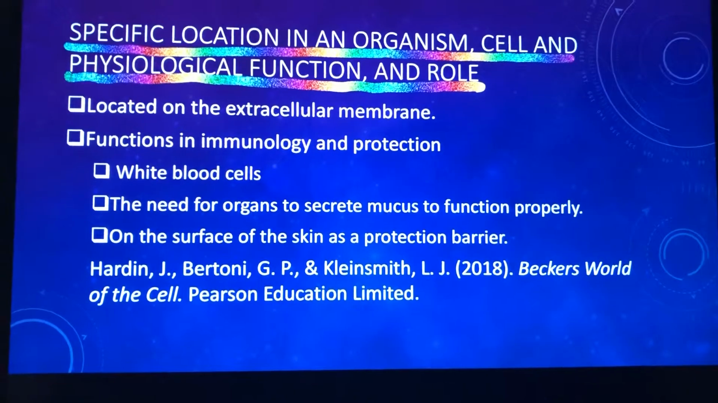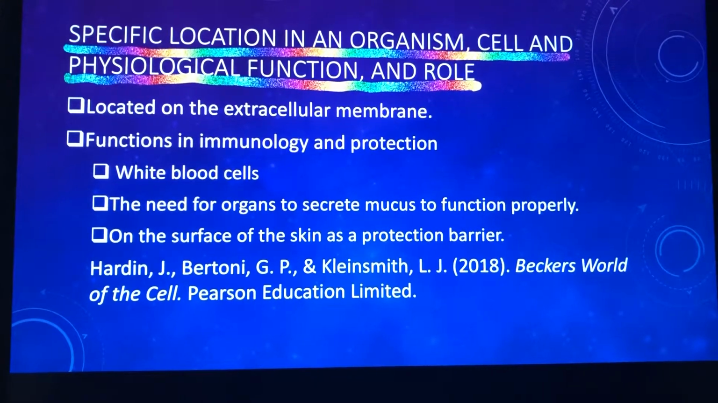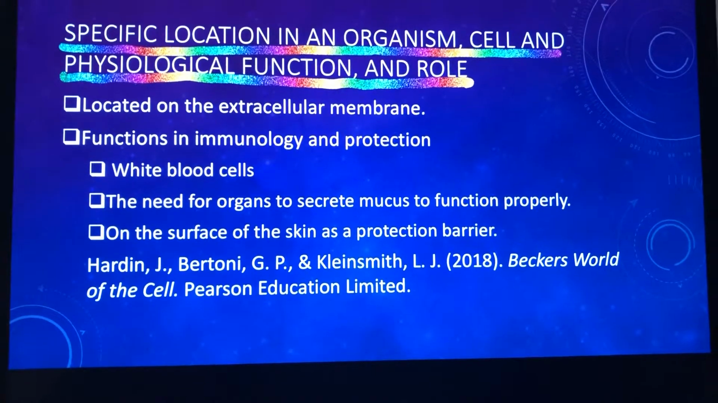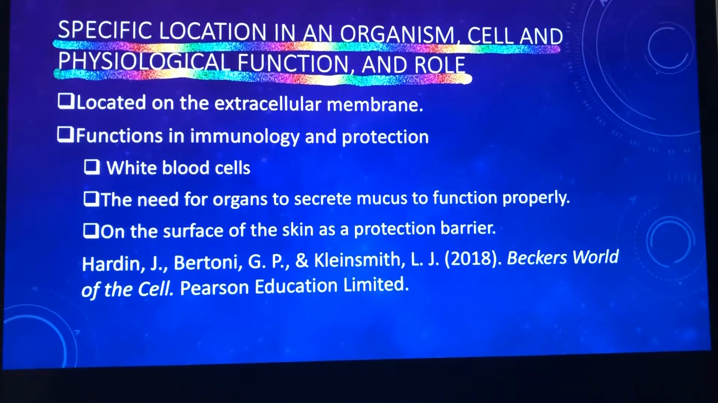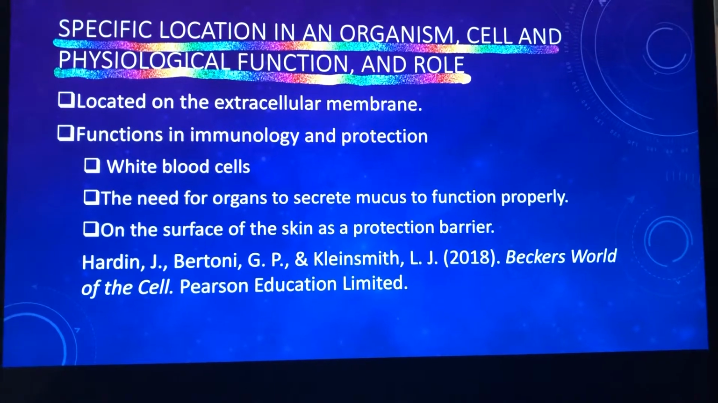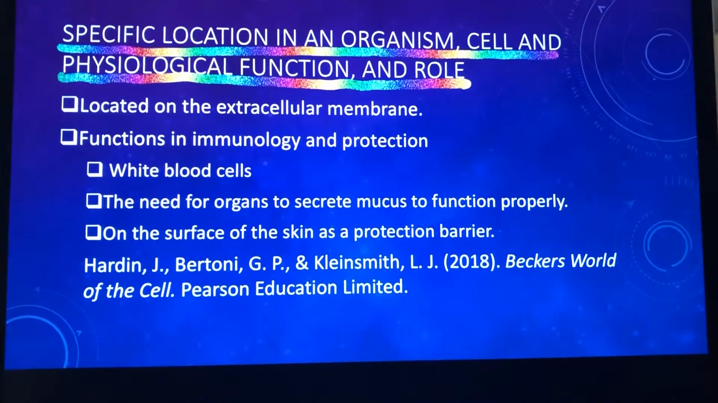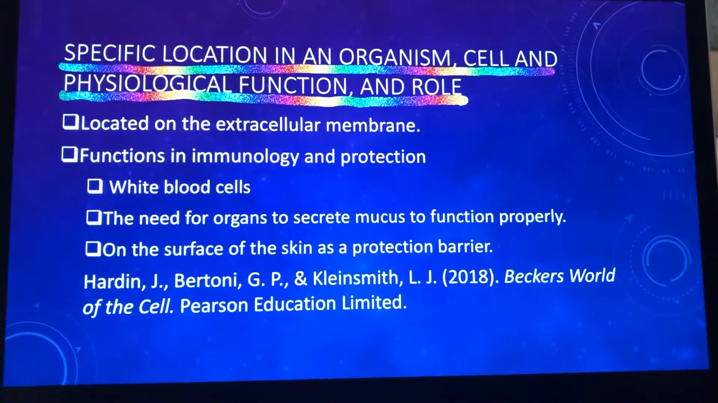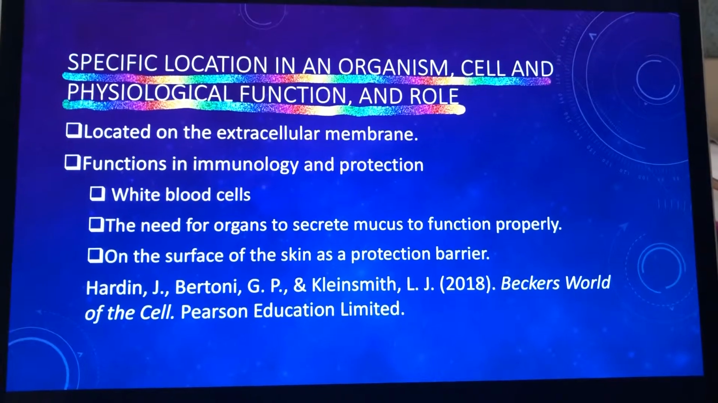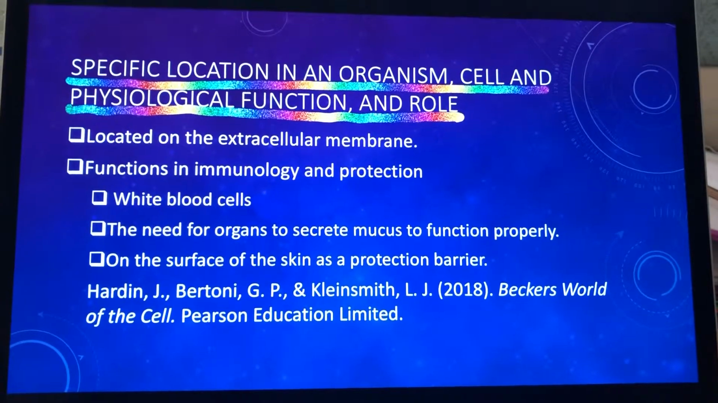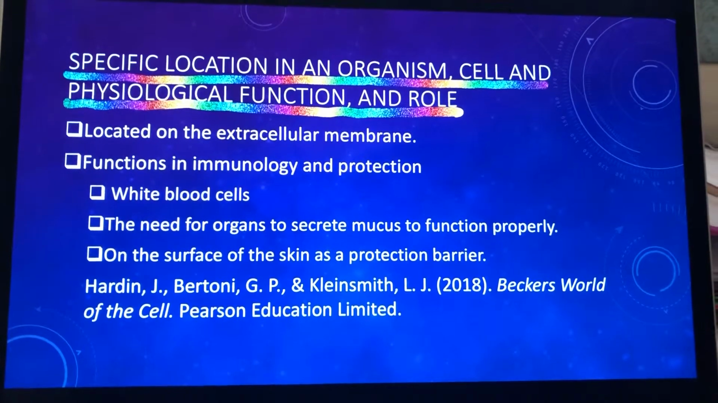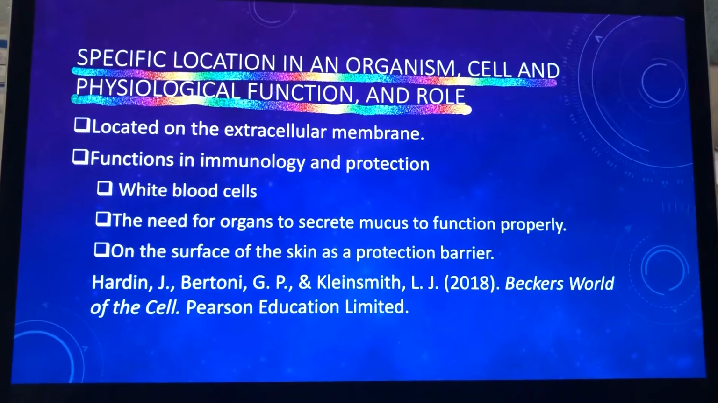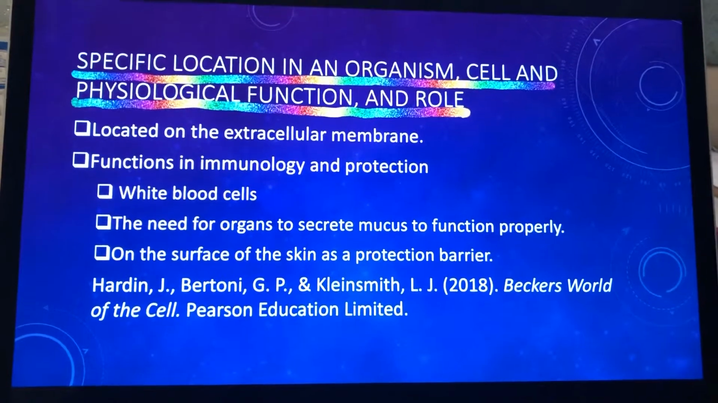Okay, so for the specific location in an organism, cell and physiological function, and the role, they're located on the extracellular membrane, and they function in immunology and protection. For the immunology, they're basically associated with white blood cells and how they handle immunology. And for the protection, there's a need for organs to secrete mucus to function properly, and they're also on the surface of the skin as a protection barrier.